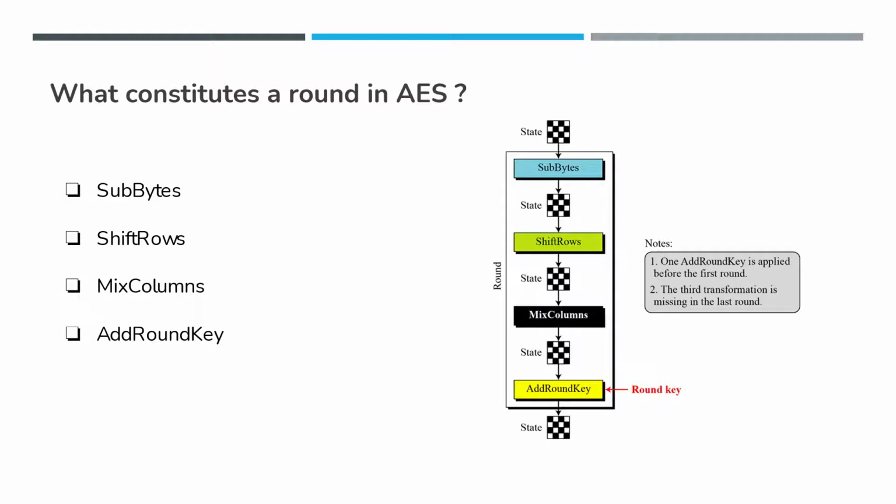Now, this is the block diagram shown here. Initially, there is a state of input which we will represent in terms of a matrix. Then it goes through the sub-bytes operation and it will reach another state. And similarly, it goes through shift rows, mix columns, and add round key. And finally, one round will be over. There will be 10 such rounds.